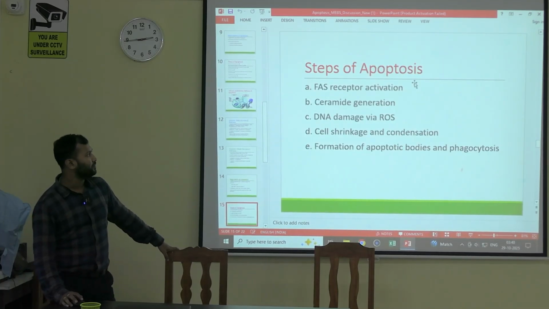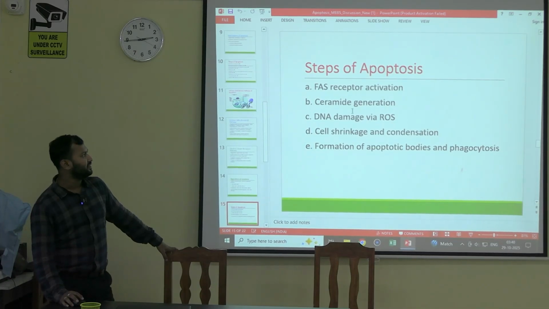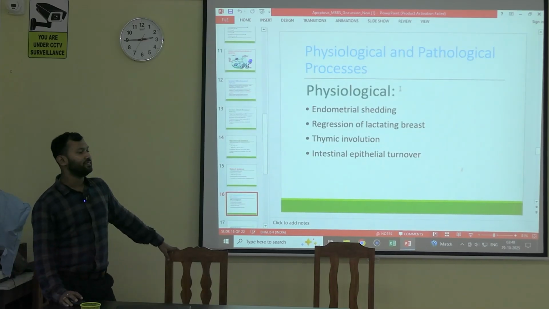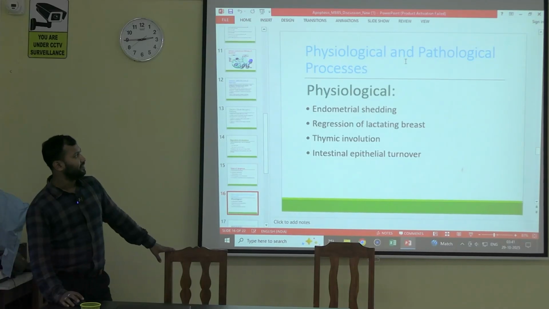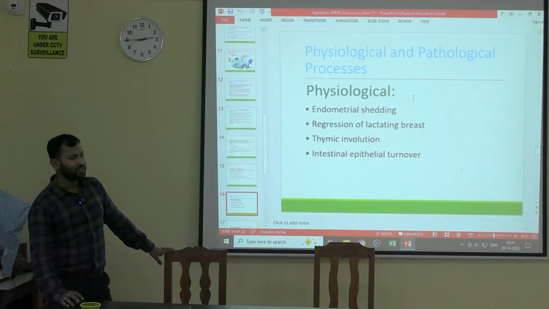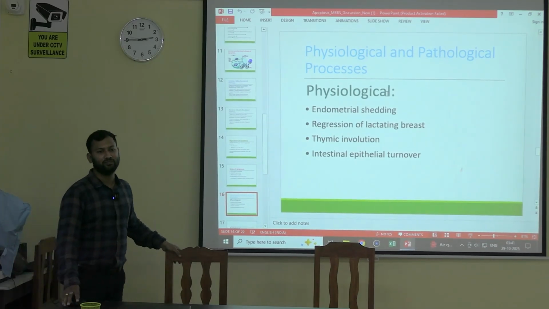So again, these are the steps of how apoptosis occurs: FAS receptor activation, then cinnamate generation, then DNA damage by ROS, cell shrinkage and condensation, formation of apoptotic bodies, and phagocytosis. Now, apoptosis is actually very important, and these are the physiological reasons why apoptosis has to occur in the body. Otherwise, it will become pathological, or it will become troublesome for the body.